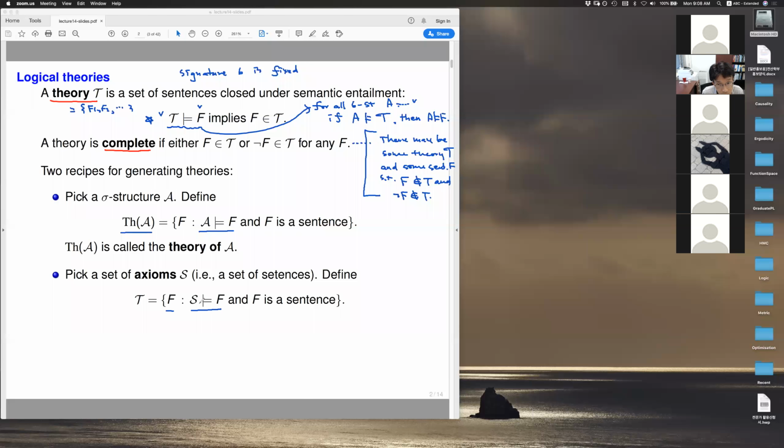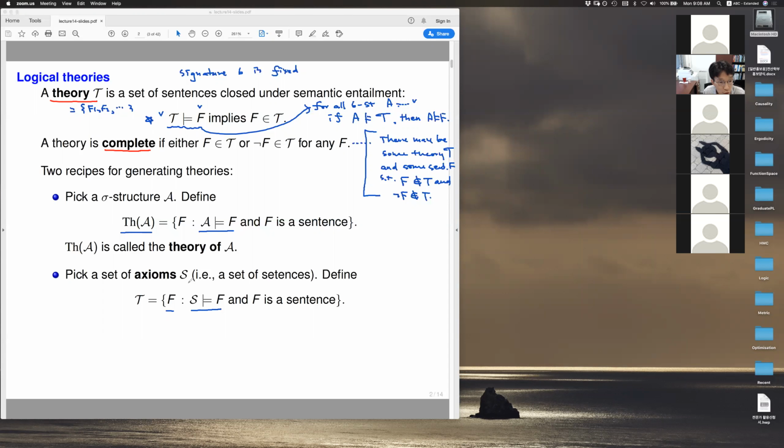Okay. So we're going to see an example of the first and the second. The typical example of a set of axioms that you maybe learned about before is the set of axioms for group theory. Groups should have a unit and a composition operator, which is associative, and so on. They are typically axiomatized using a finite collection of first order sentences. And then if you generate a theory using this second recipe, that's going to be a theory for group theory.